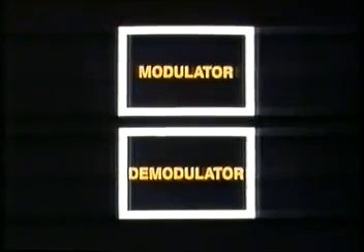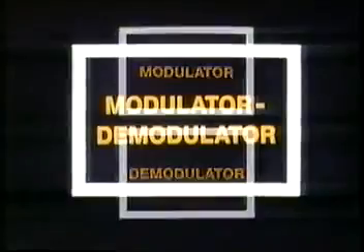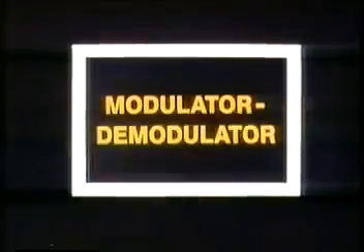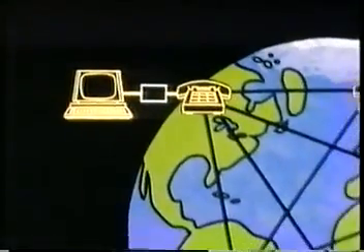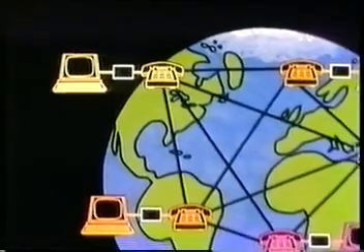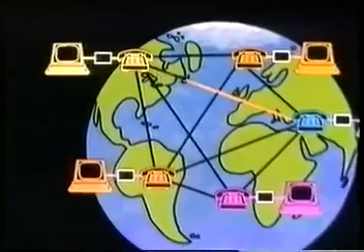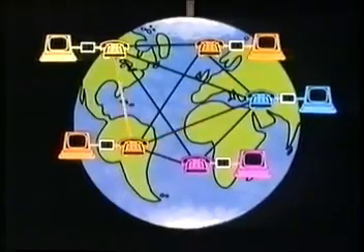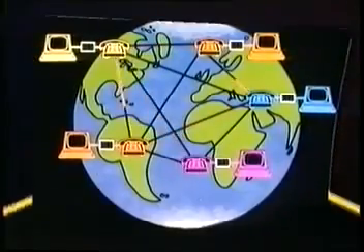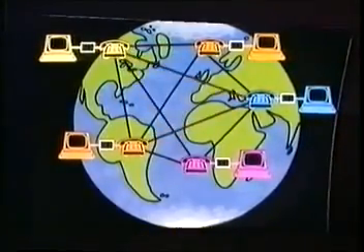But to save having to buy two black boxes for each computer, a modulator and a demodulator, they can be combined into one box, a modulator-demodulator, or modem. Once a computer is equipped with a modem, it can both send and receive messages to and from any other computer in the world that is also equipped with a similar sort of modem.